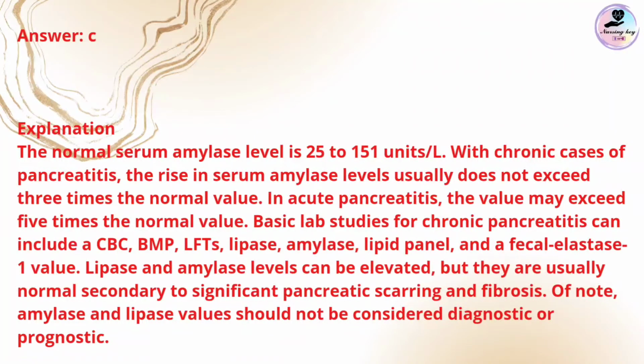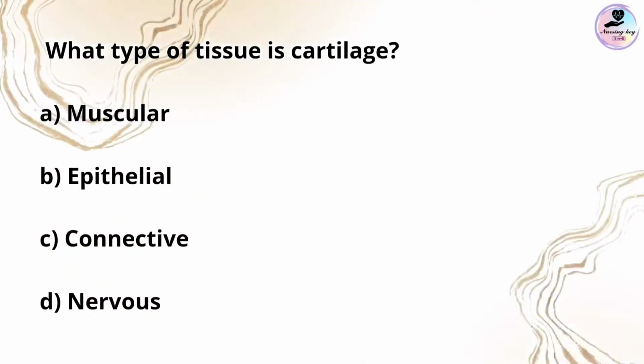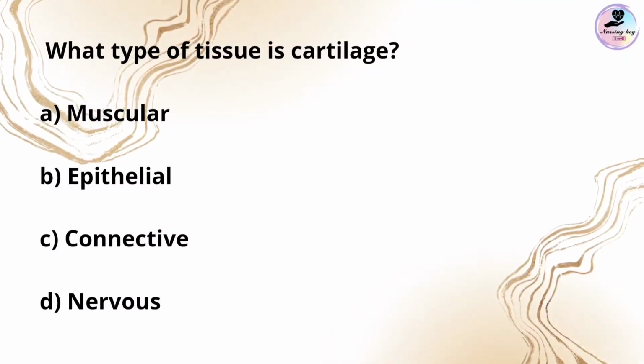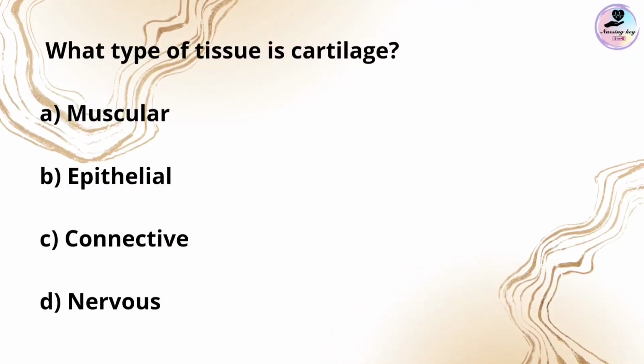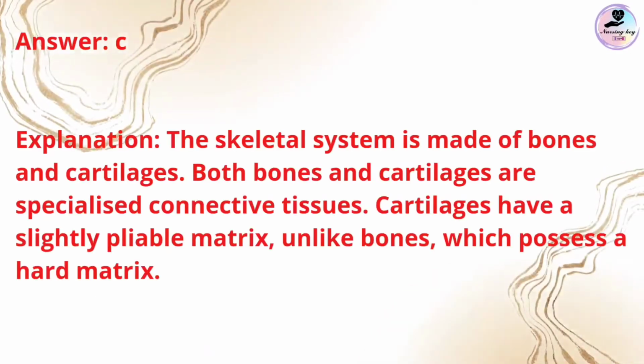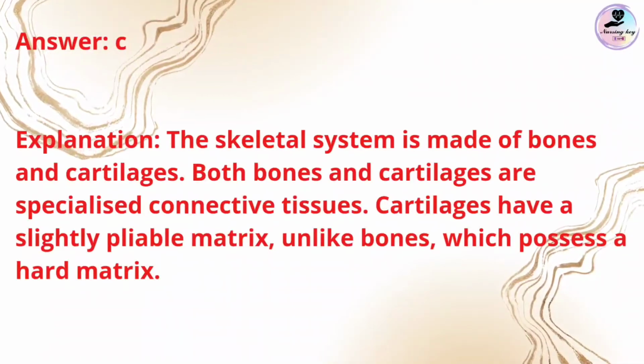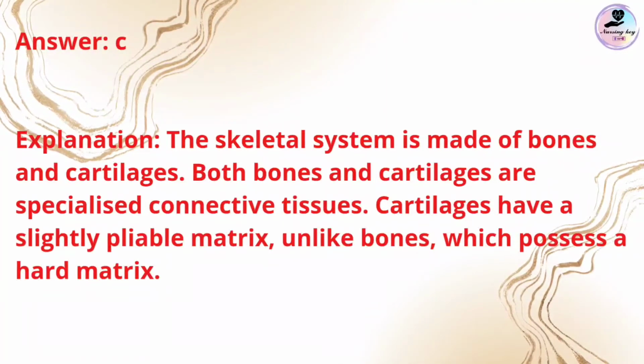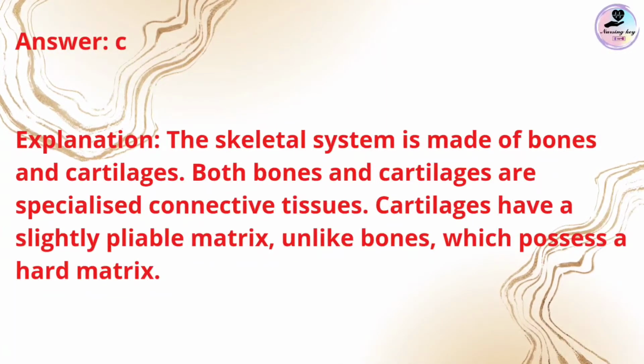Next question is, what type of tissue is cartilage? A. Muscular, B. epithelial, C. connective, D. nervous. Correct option is C. connective tissue. The skeletal system is made of bones and cartilages. Both bones and cartilages are specialized connective tissue. Cartilages have slightly pliable matrix, unlike bones, which possess a hard matrix.